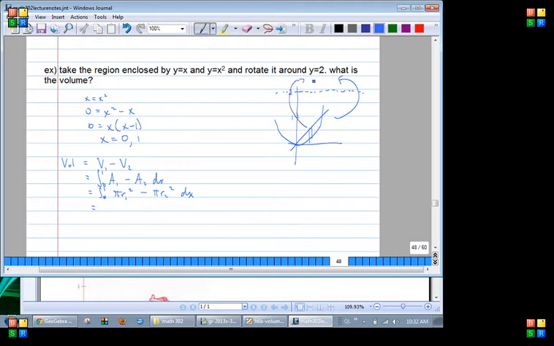Rotating it around will give, there you go. A little sloppy, but you get the idea. Rotating it around like that will give you a disk with a hole punched in the middle. And again, we've cut a slice that uses delta x or dx. Okay. So what is the radius of the outside circle, the outside solid?